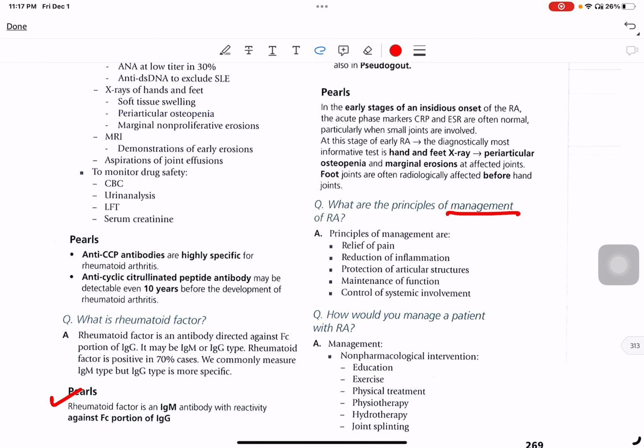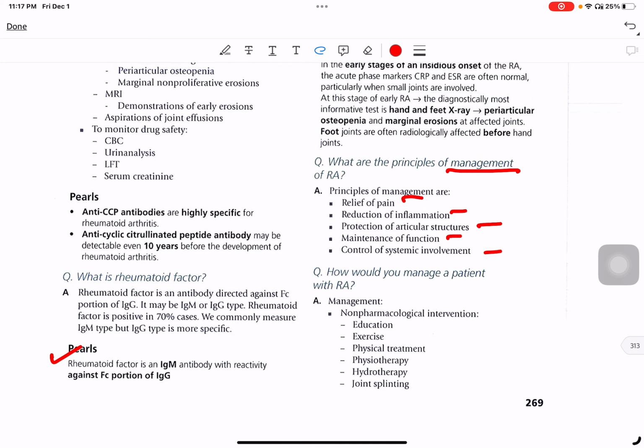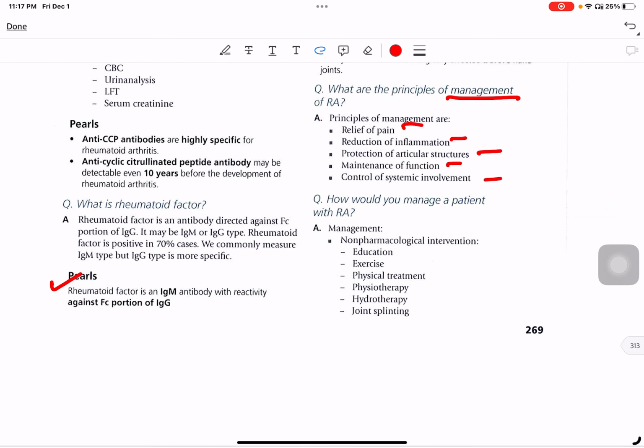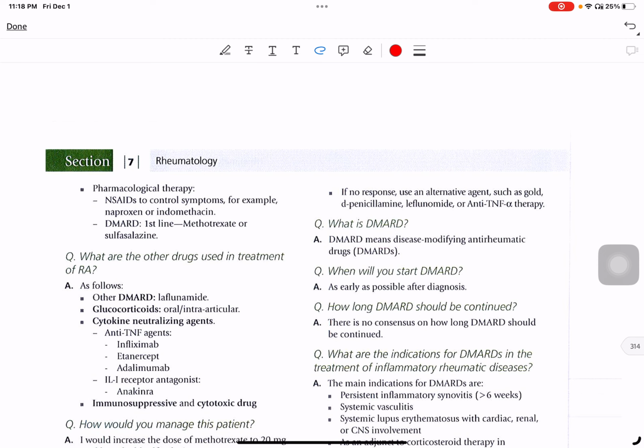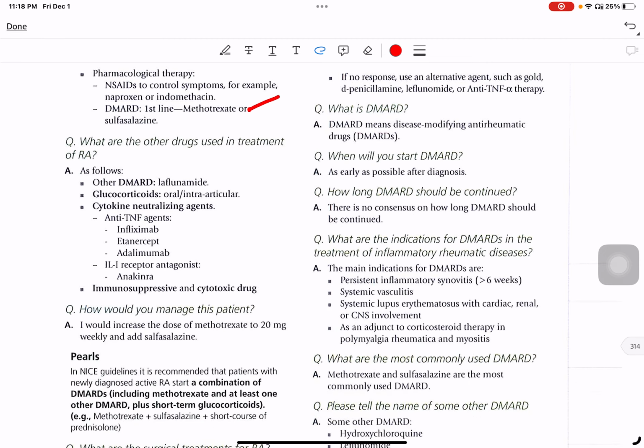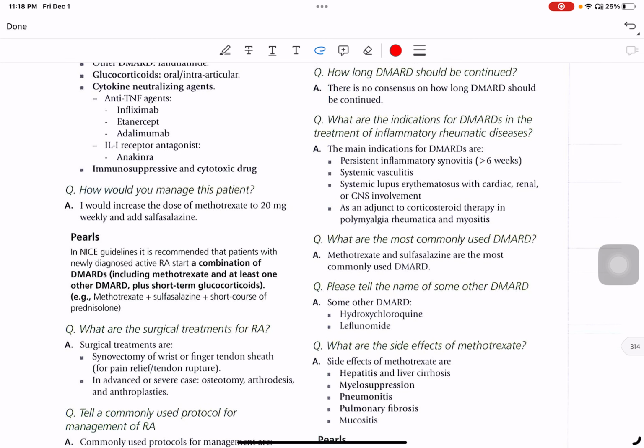What are the principles of management? Pain relief, reduction of inflammation, protection of articular structure, maintenance of function, control of systemic involvement. Non-pharmacological management: education, exercise, physical treatment, physiotherapy, hydrotherapy, joint splinting. Pharmacological therapy: NSAIDs, steroids, DMARDs, biologics.